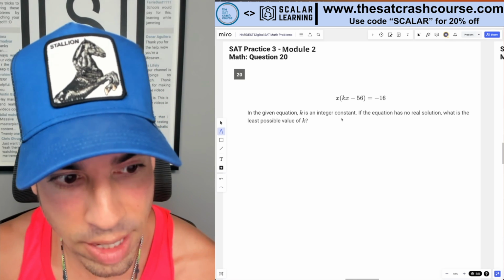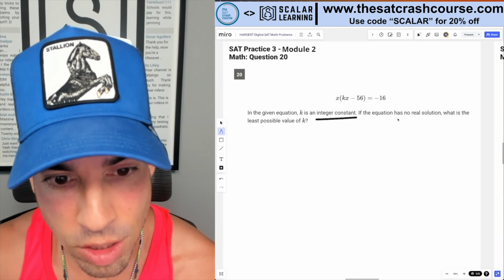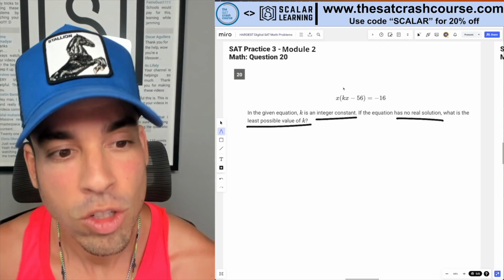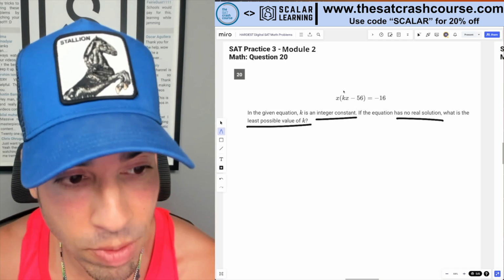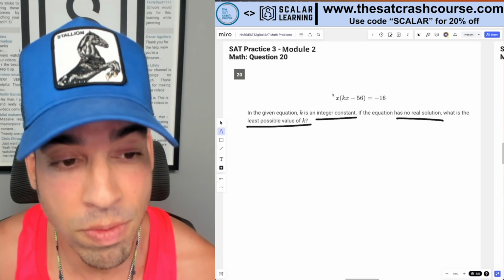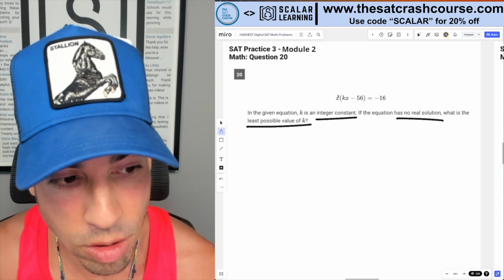In the given equation, k is an integer constant. If the equation has no real solution, what is the least possible value of k? So what you have to recognize, and what makes this problem difficult, is that this is a quadratic, and you got to simplify it substantially before we can start to tackle it.